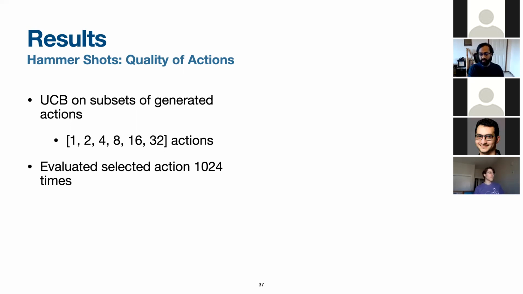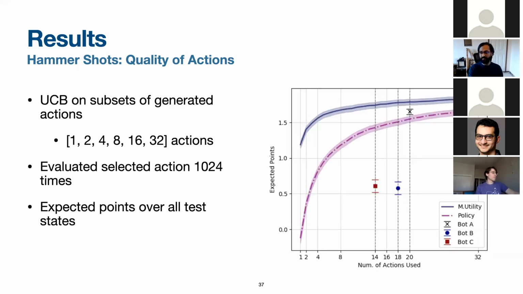After we ran UCB, we looked at the action that was selected and evaluated it 1,024 times to calculate an average reward. Then for all states, we measure the expected points achieved by search over all the testing states. The plot on the right plots the expected points achieved by search using the subset of actions generated by each generator. The blue line represents the expected points achieved by marginal utility over all subsets of actions. And we can see that this clearly outperforms the policy and the handcrafted generators in producing good actions.